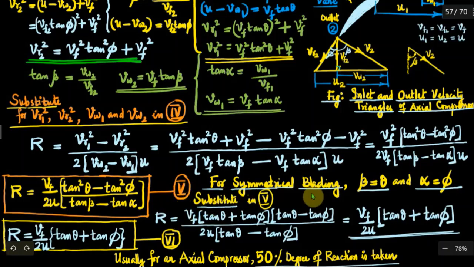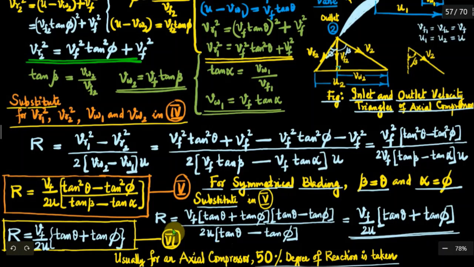Then you know that for symmetrical blading, beta is equal to theta and alpha is equal to phi. So just use these values for symmetrical blading over here. So in the denominator, beta and alpha, that is the guide vane angles at inlet and outlet, can be replaced by theta and phi. So what will be the relation now?